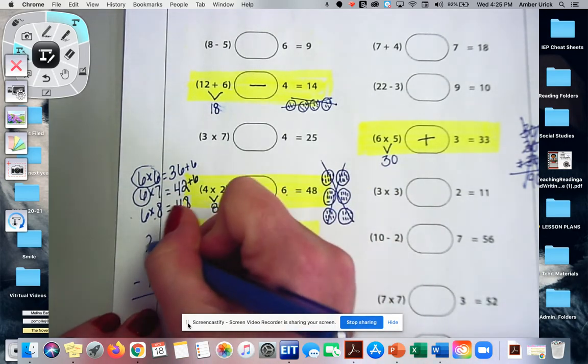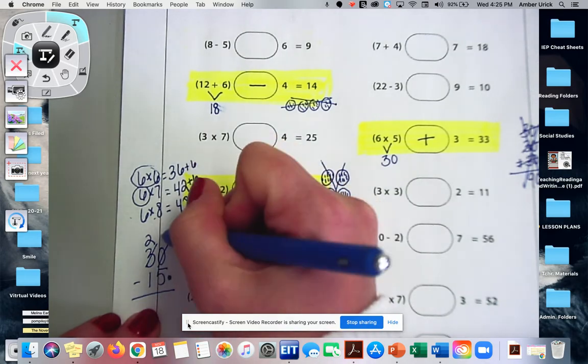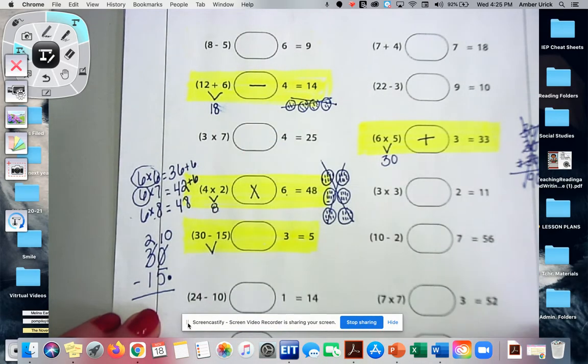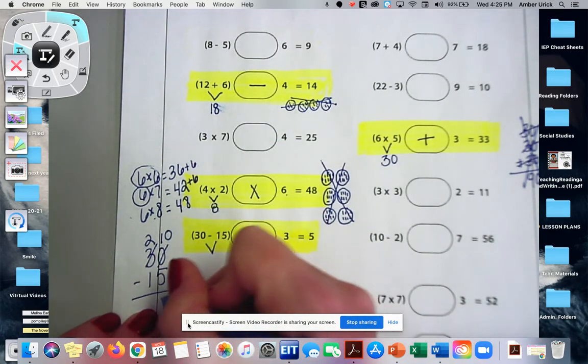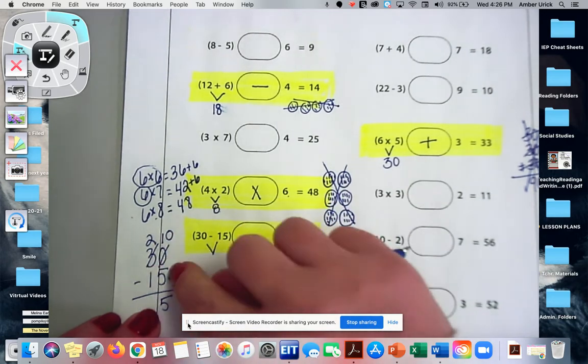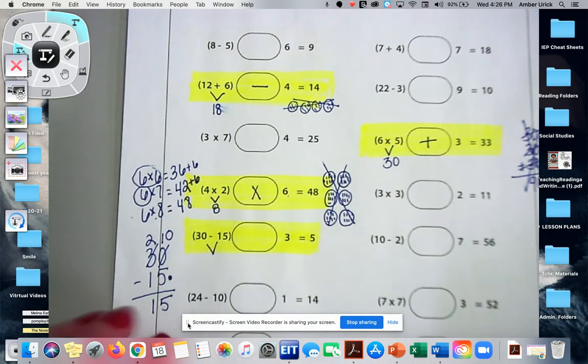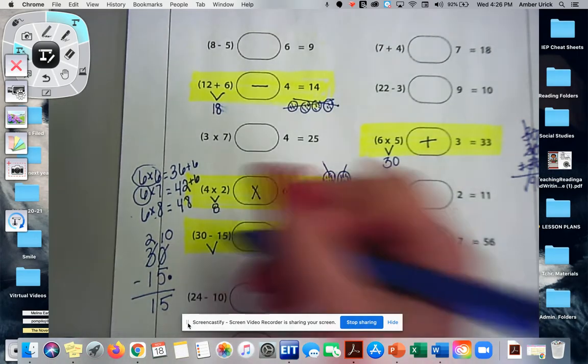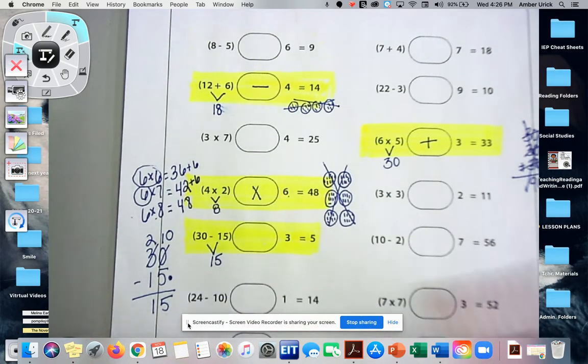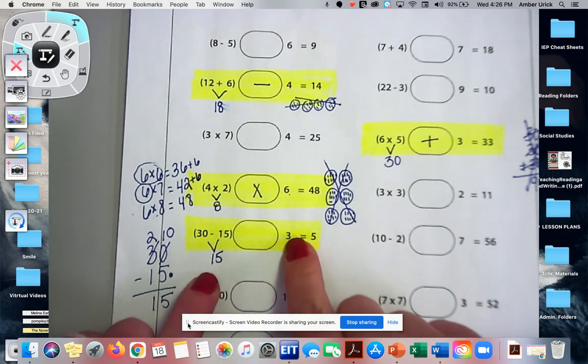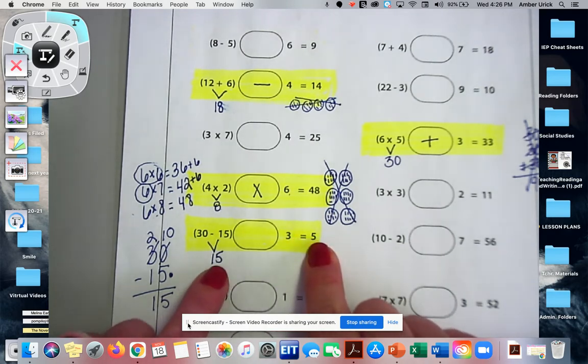My 3 becomes a 2. My 0 becomes a 10. 10 minus 5 is 5. 2 minus 1 is 1. So 30 minus 15 is 15. Now 15 blank 3 is 5.